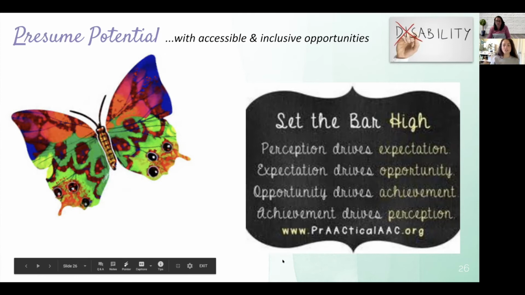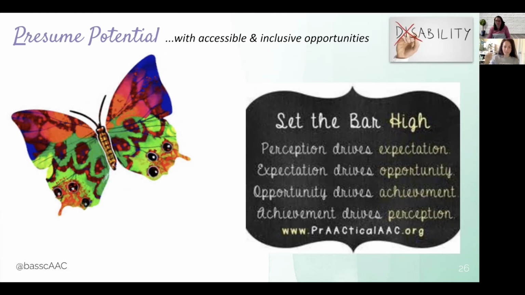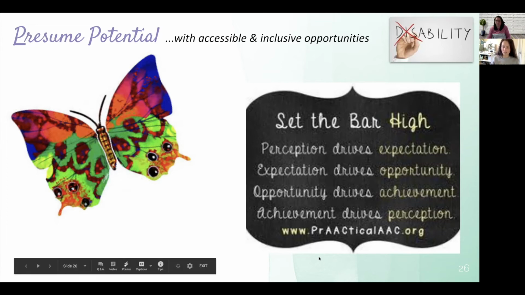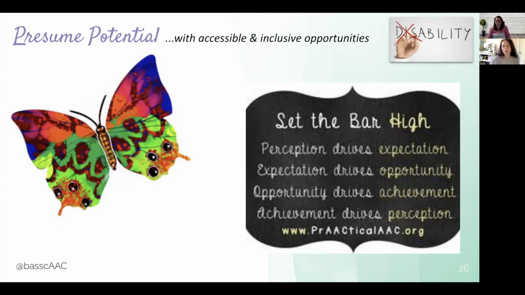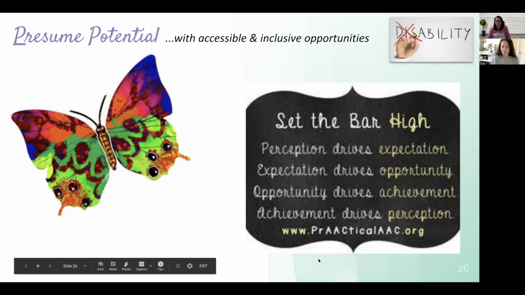So really it's that chicken and the egg thing, right? You have to start here and it goes around and feeds into each other in a loop. If our perception is low, our expectations are going to be low, opportunities are going to be low, and then achievement would be low, because we didn't provide opportunities and expectations. So I just love keeping that in mind. And that's from PrAACtical AAC, one of our favorite places to go to learn.